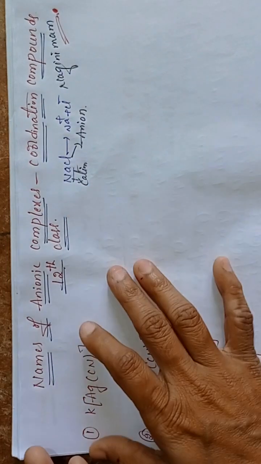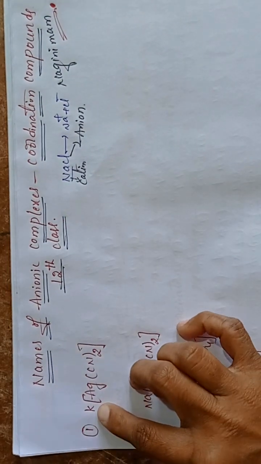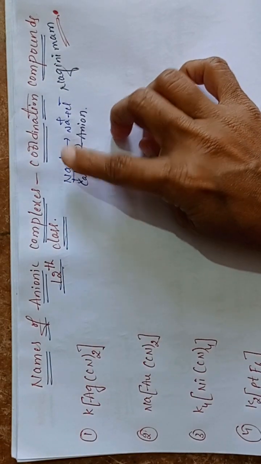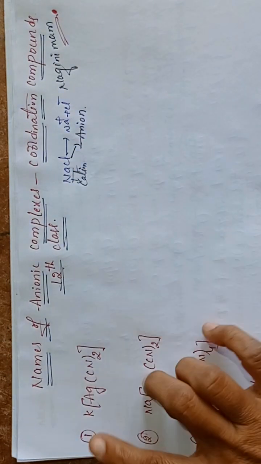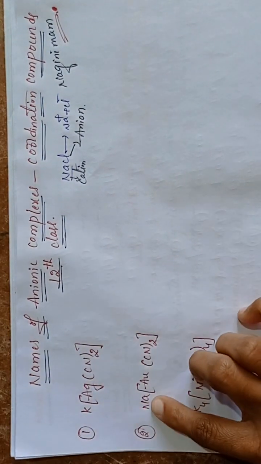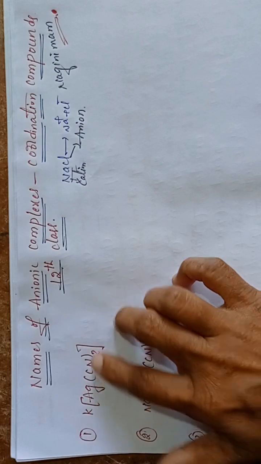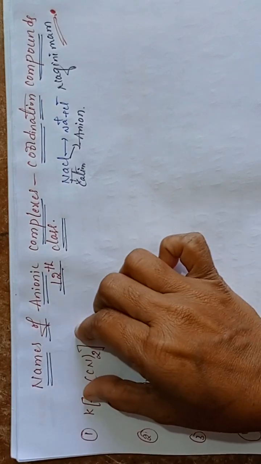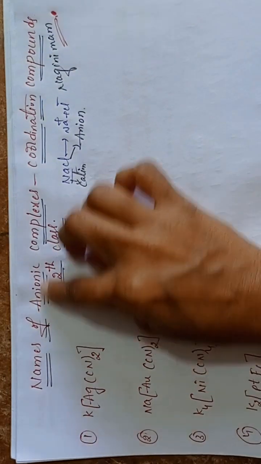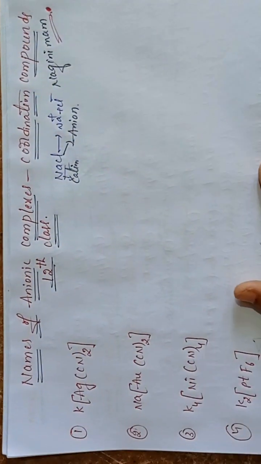Now suppose this is the salt, students. In every salt, what I told you, the starting one is the cation, the next one is the anion. So potassium is the cation, and this is the anion. That means in the anion place, the square bracket part is there. That's why these complexes are anionic complexes. Are you clear, students?